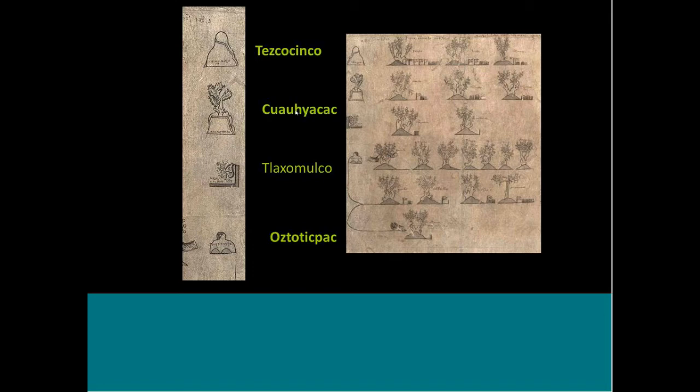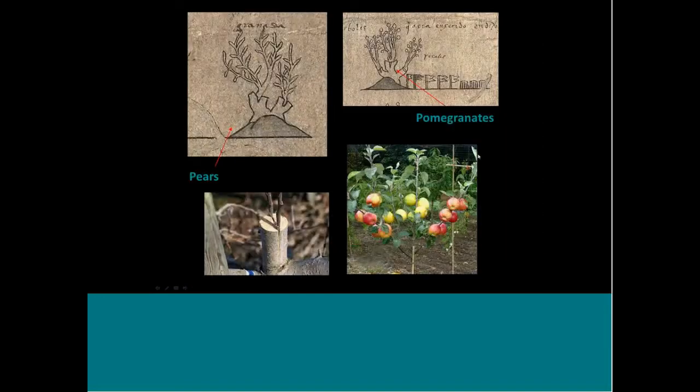And what we actually see is the various places that are associated, Oztoticpac down here, and then we see these trees, and then numbers of trees. So we've got these inventories, the same way that we have the markers for the boundaries or for the lengths and distances of the various plots of land. We have tree inventories. And we've got a whole different group of trees. We've got apples, pears, pomegranates, and grapevines.